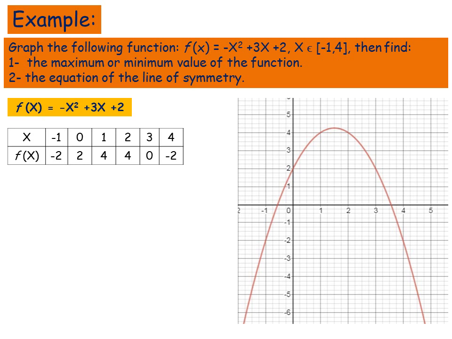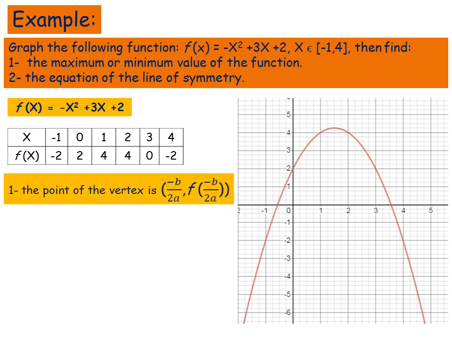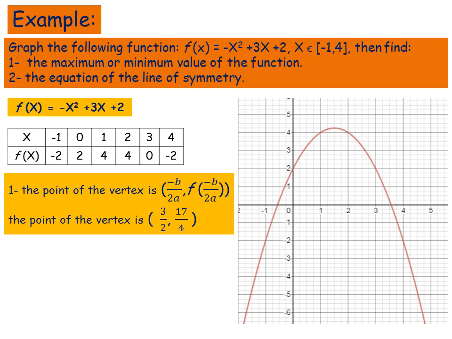By finding the average x coordinate between 1 and 2. So it will be 1.5. And by substituting every x in the function rule with 1.5, we'll have its image. So it will be 17 over 4. Or I can use this formula, and I don't prefer that. Just look at the curve and think. The image of 1 equals 4. The image of 2 equals 4. But from the curve, I noted that the image of 1 and the image of 2 is not the vertex of the curve.